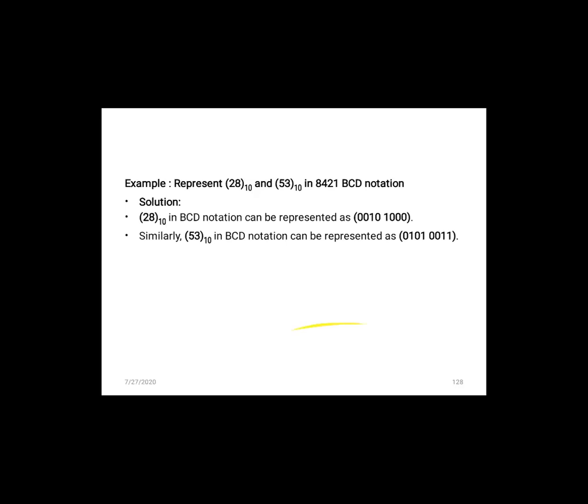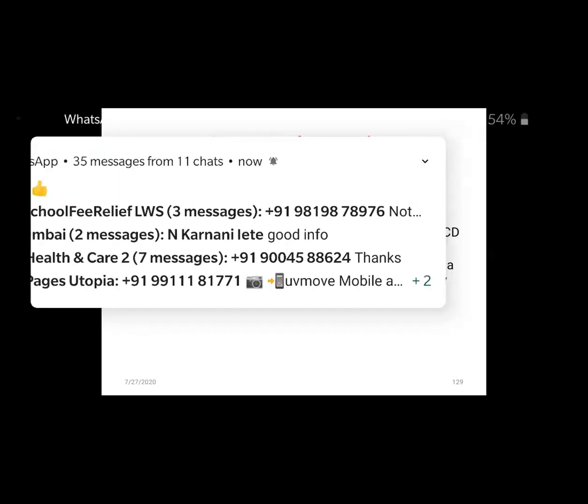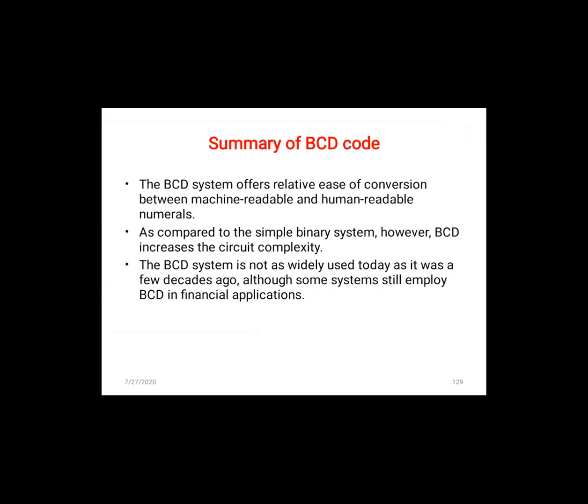So this is your summary. BCD system offers relative ease of conversion, because it is very easy, with nothing to divide. Like in binary, if you are converting, we have to divide, but the conversion here is simple. It is a machine readable format with human readable numerals. But the circuit complexity increases. So the BCD system is not as widely used today as it was a few decades ago, although, as I have said, some systems still employ BCD, for example in financial applications.